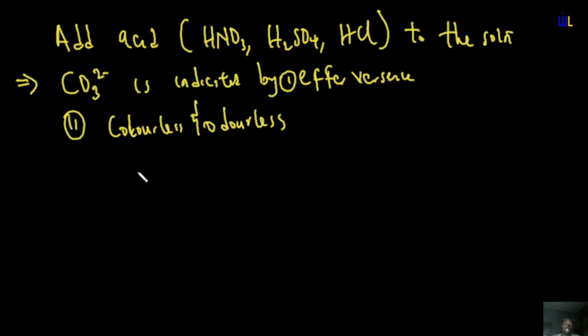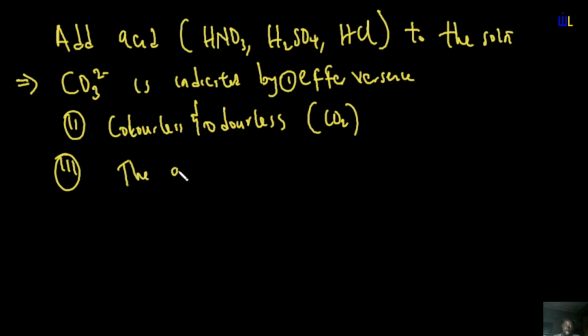Now, if we want to confirm, because there are many colorless and odorless gases, hydrogen is colorless and odorless, oxygen is colorless and odorless, and so much more, how do we confirm that it is from CO3? The gas we are dealing with is CO2. How do we confirm that it is CO2? When you pass it through lime water, the gas turns lime water milky.